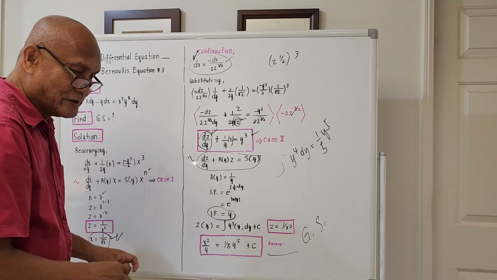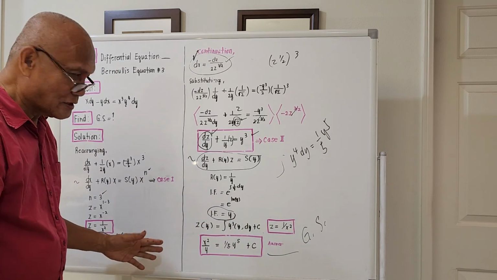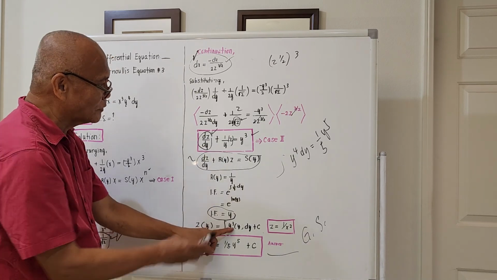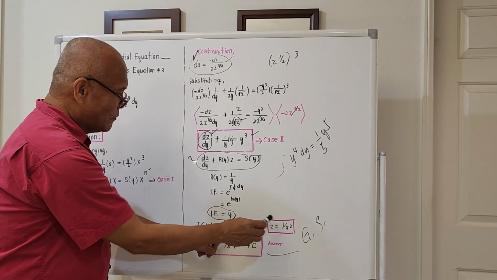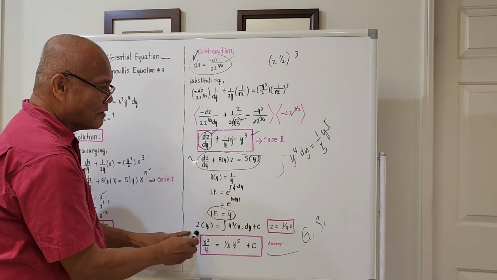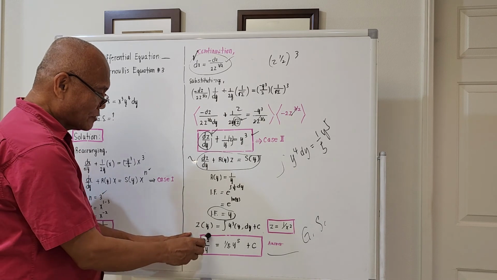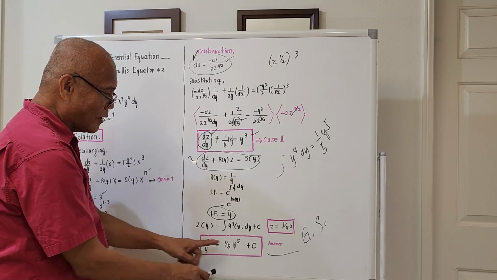So the resulting general solution, I will repeat it for the last time before we go this afternoon. Z times y equal to the integral of y cube, the right hand side, y dy plus c. Then replace z by 1 over x squared. Final general solution will be x squared over y equal to 1/5 y to the fifth plus c.